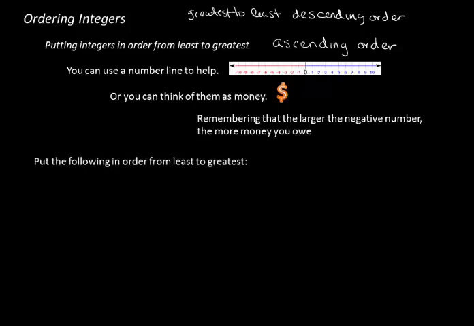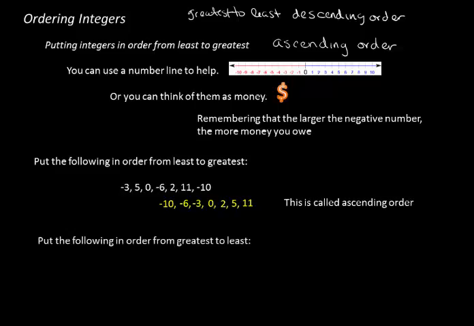So we want to put the following in order from least to greatest. First, I have -10, then -6, -3, 0, 2, 5, and 11. This is called ascending order again, as I mentioned previously.